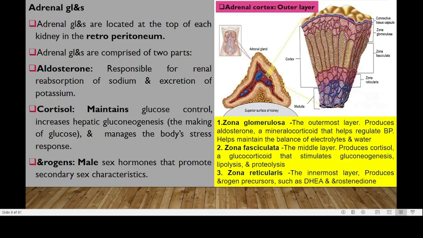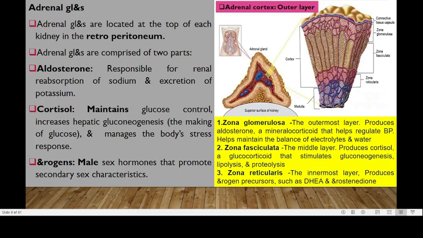It also helps balance the electrolytes and water. The second layer is the zona fasciculata. Zona fasciculata produces cortisol, which is a glucocorticoid that stimulates gluconeogenesis, lipolysis, and proteolysis. It also manages the body's stress response.